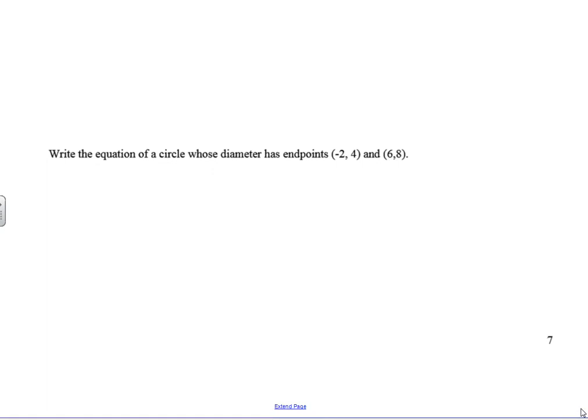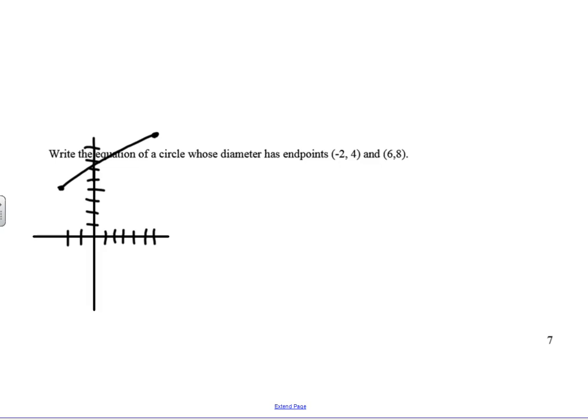But this is one. Now write the equation of a circle whose diameter has endpoints (negative 2, 4) and (6, 8). So again, let's just sketch ourselves a picture here. That always helps with these questions. So we've got (negative 2, 4), and then we've got (6, 8). Extend this up a little bit here. All right, so that's the diameter.